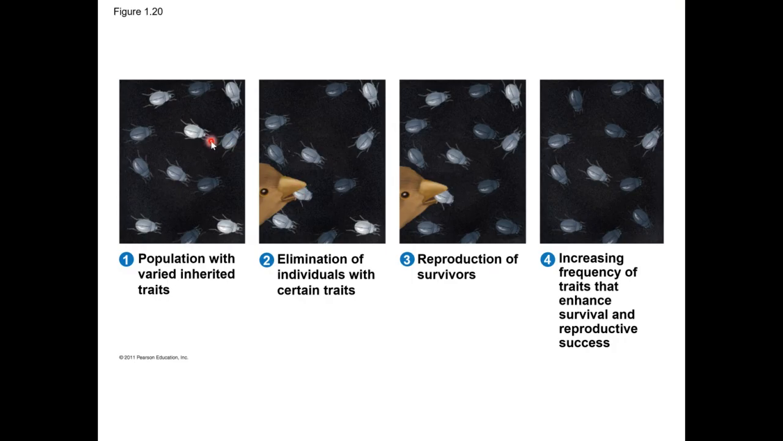The light-colored ones. So if the light-colored ones get preyed upon, then the ones that live are going to be dark color, and they're going to pass on that dark color to their offspring. And so later on down the road, a couple generations, then the population is going to become darker to blend into their background.